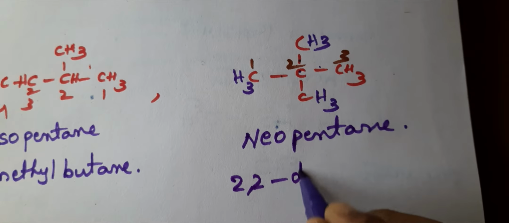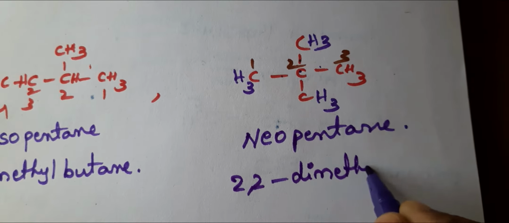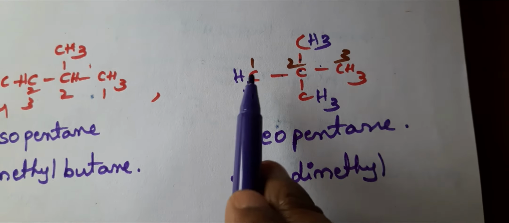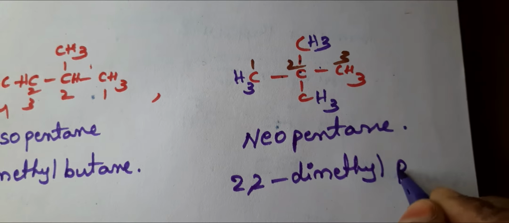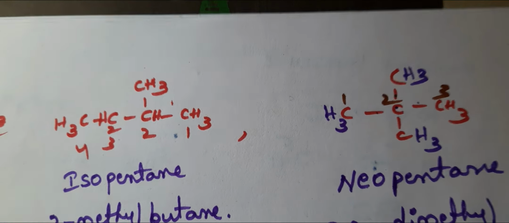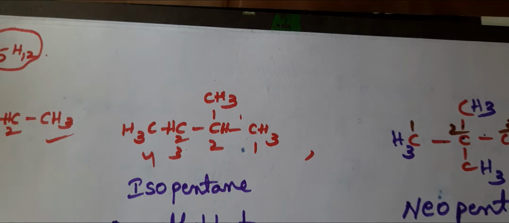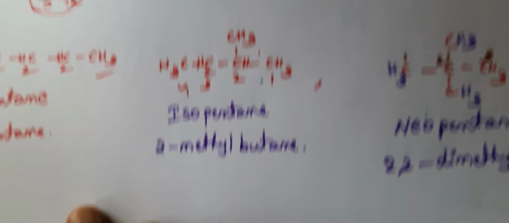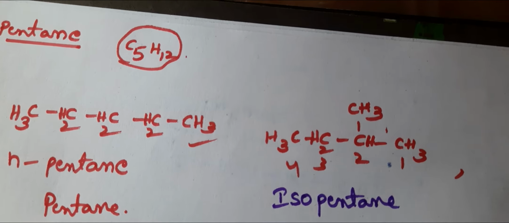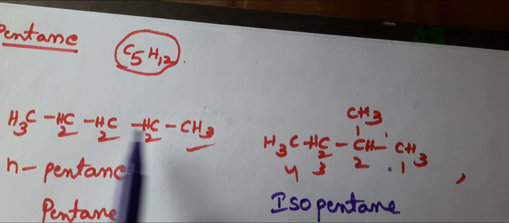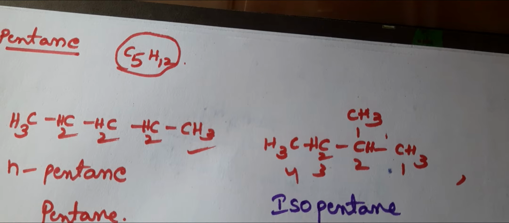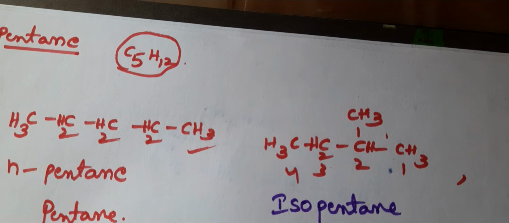2 times methyl has come. So 2,2-dimethyl propane, because it has 3 carbons. So 2,2-dimethyl propane. These are the examples for chain isomers. Chain isomers means the molecular formula is the same, but the difference is in their structural arrangement, meaning how the carbon chain and the groups of atoms or atoms are attached to the given chain.